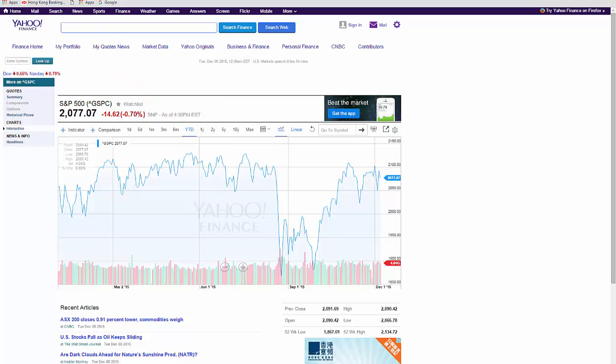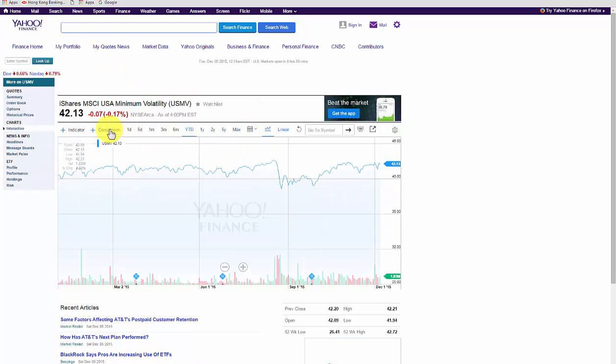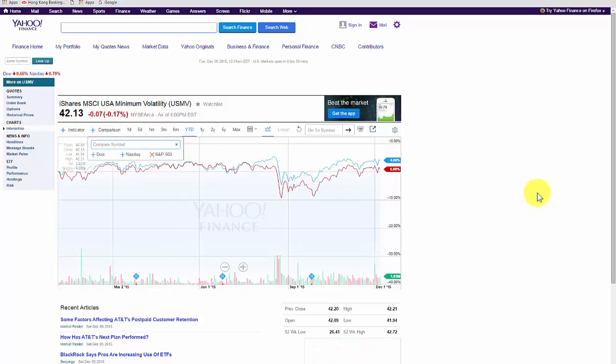Now, I just want to overlay the one we have and show year to date the USMV against the S&P 500, and what it shows is that around May they were pretty much line on line with each other, but then the S&P 500 started to drop down further and highlighted what we're talking about with this minimum volatility. It started to break away, and the USMV ETF actually experienced less drop and less volatility.